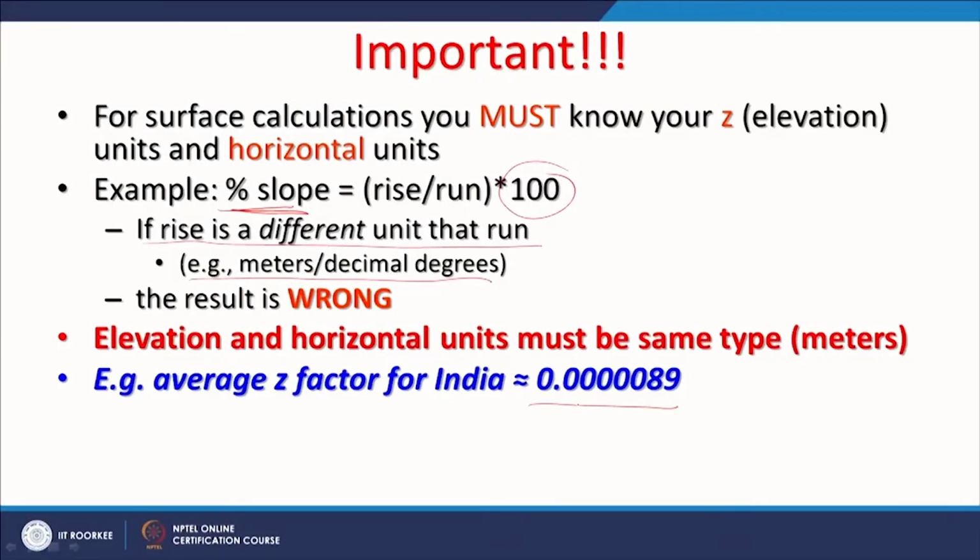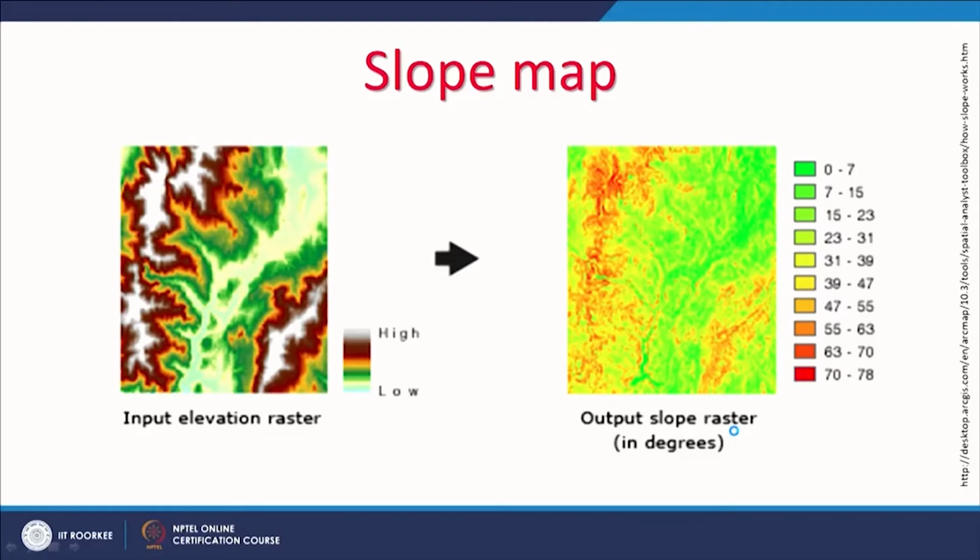The average Z factor for India, which we have calculated, is 0.5 times 0.89. So how has this figure come? Basically, through this Z factor you are converting your meters into degrees. So when both are the same, then the correct calculation or estimation of slope would be there. The Z factor is only applicable in the case of the planar method. This is one typical example.